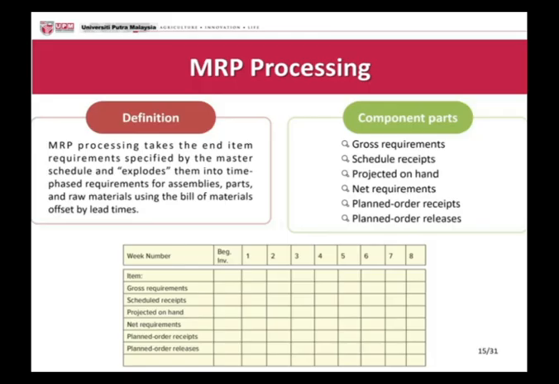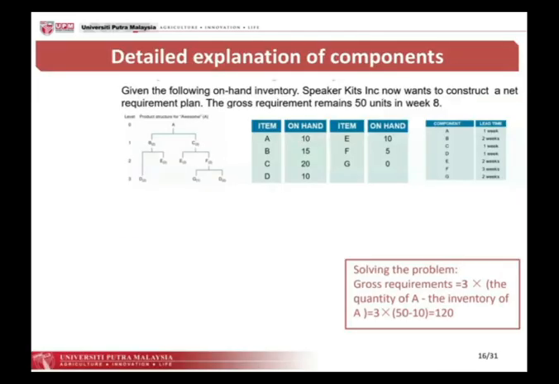The components of MRP mainly consist of 6 parts: gross requirements, scheduled receipts, projected on hand, net requirements, planned order receipts, and planned order releases. Look at this table. This table is the one needed for the conclusion.